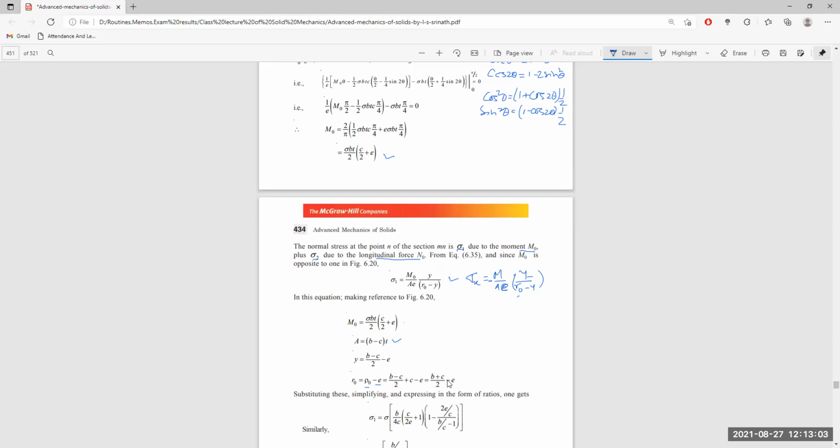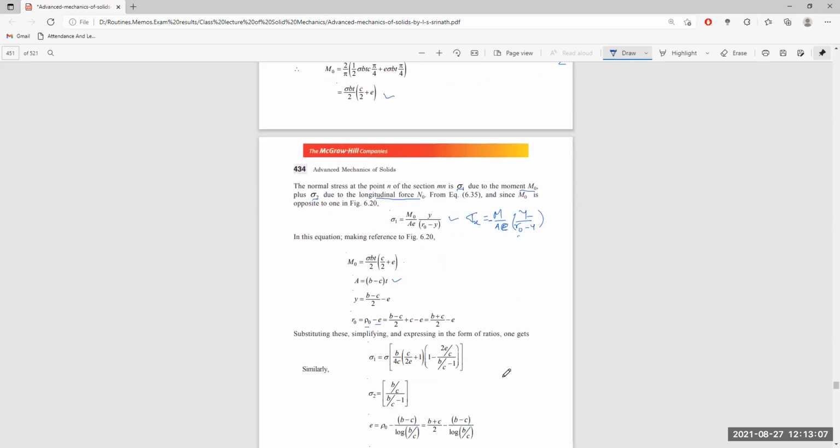and simplify and express in terms of radius, we will get R1 for this sigma. Sigma 1 is due to the bending force, and sigma 2 is due to the longitudinal force. This will then come like b by c minus 1.